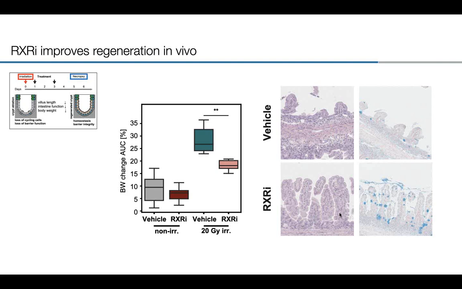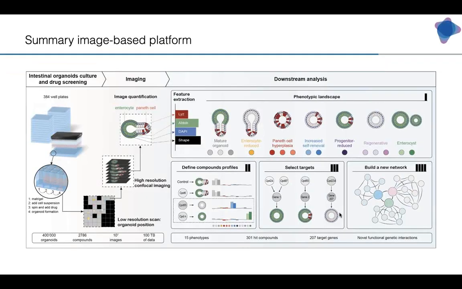So to give you a bit of a summary for this part, what we were able to do is start from an arrayed multi-well plate based imaging approach, where we could have around 3,000 compounds. The main step was to define the phenotypic landscape, that I think is still one of the most interesting aspects, even on the self-organization part. So how many phenotypes this system is able to create. Then we define the compound profile, we select the target, and we build a network.